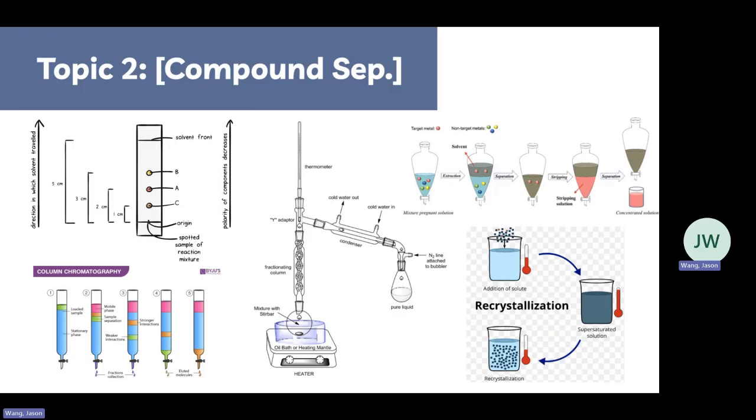So the closer to the origin it is, the more polar it is. But there's also column chromatography as well. And there are also other ways to separate compounds, such as distillation. You can see in the middle, that's distillation. In the top right, we have extraction. That can definitely include something with organic compounds. And crystallization, bottom right, recrystallization.